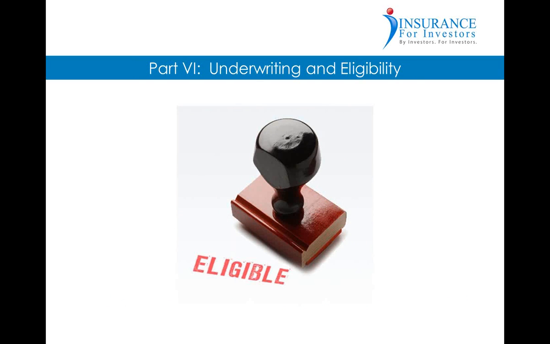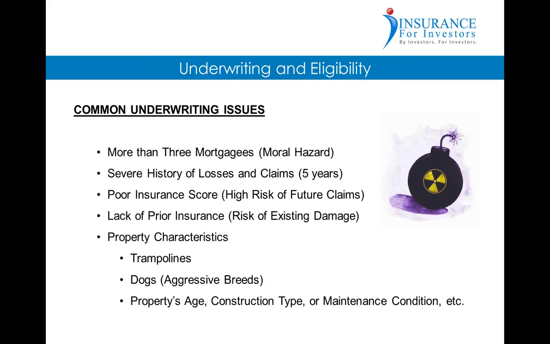Now, you've heard me talk about carrier eligibility, underwriting guidelines, and what we refer to as appetite. Let's go through these and how it affects wrap insurance. Common underwriting issues are situations in wraps where there are more than 3 mortgagees. The reason for that is because that presents a higher potential of moral hazard to the insurance company. Moral hazard, think of arson. I've got 3 mortgagees. I'm never going to be able to pay them all off. I'm upside down on this house.